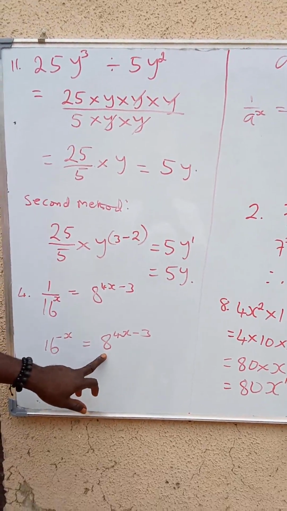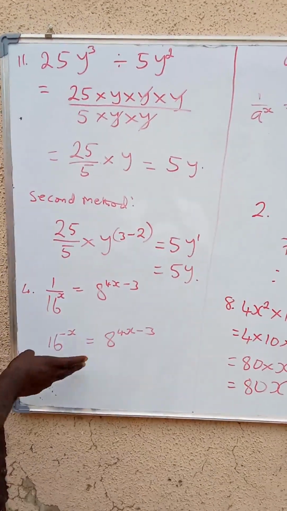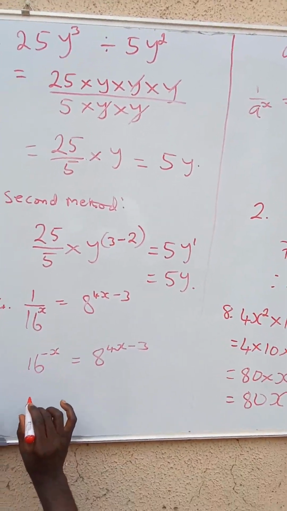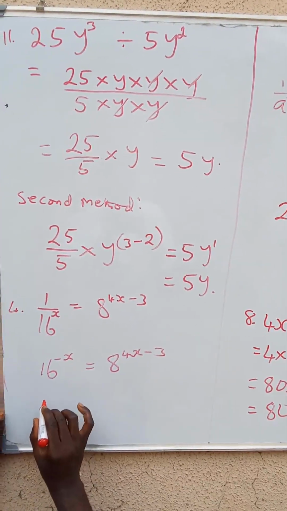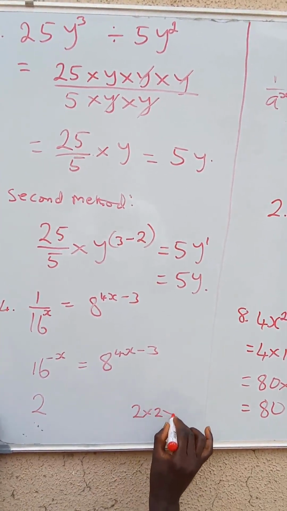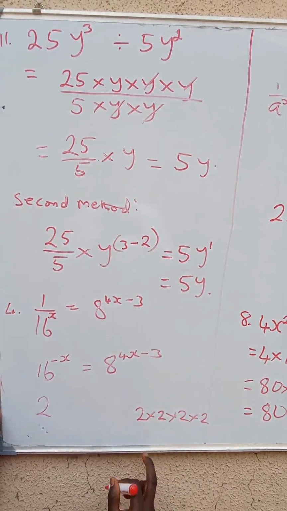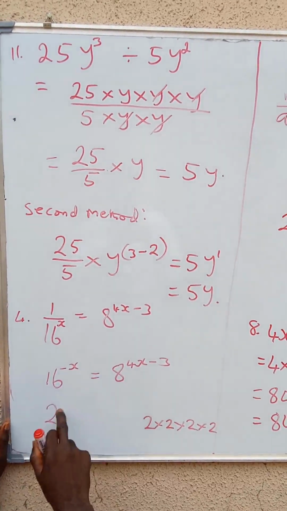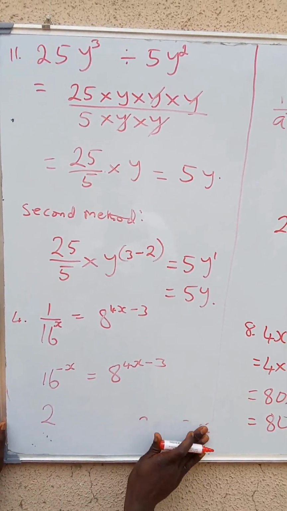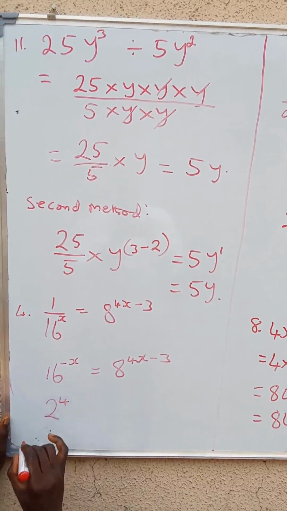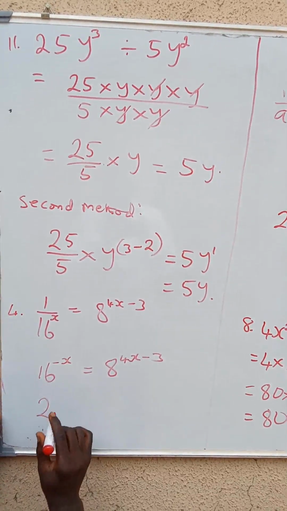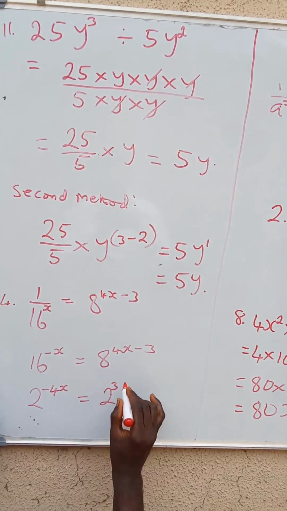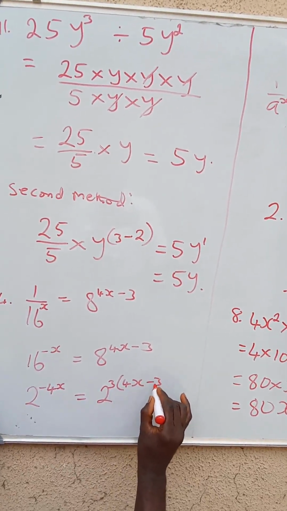And I know this. So what I'll do is I put this to 2. Look at it here. You know that 2 times 2 times 2 is 8, times 2 is 16. That is 2 raised to the power of 4. Since I cannot raise anything to 4 here, I'll equate the base. So I use 2. It will be very simple for me. 2 raised to the power of 4. That is 2 raised to the power of minus 4x is equal to 2 raised to the power of 3. Remember, there's 4x minus 3.